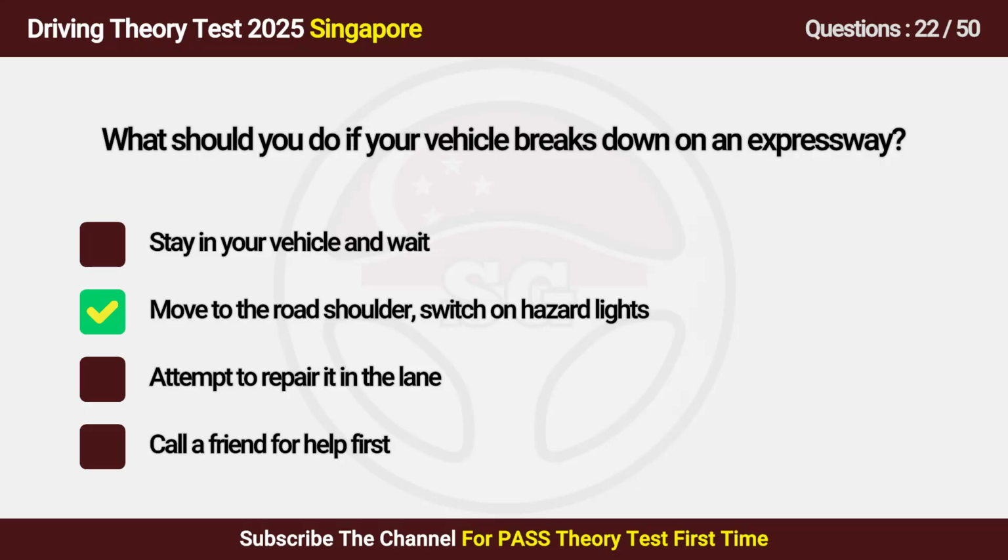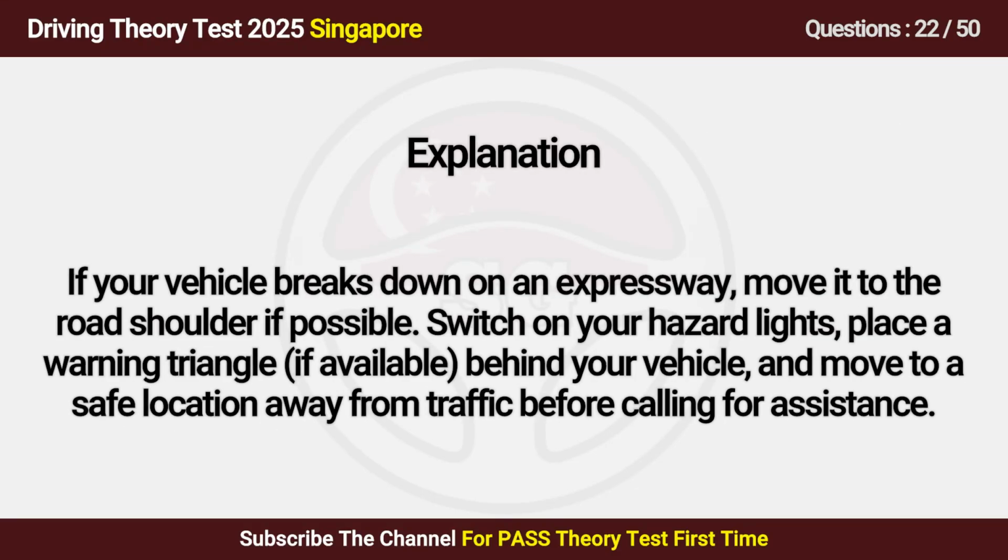Answer is B. Move to the road shoulder, switch on hazard lights. If your vehicle breaks down on an expressway, move it to the road shoulder if possible. Switch on your hazard lights. Place a warning triangle, if available, behind your vehicle and move to a safe location away from traffic before calling for assistance.